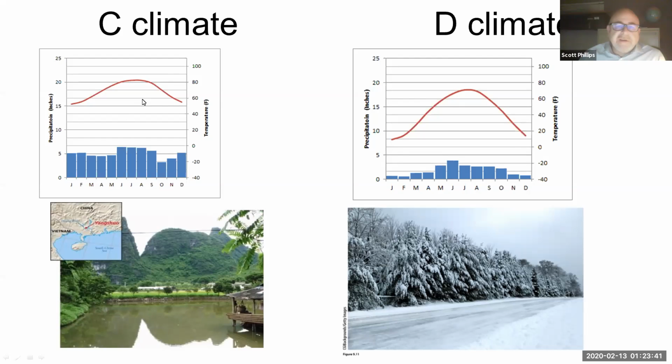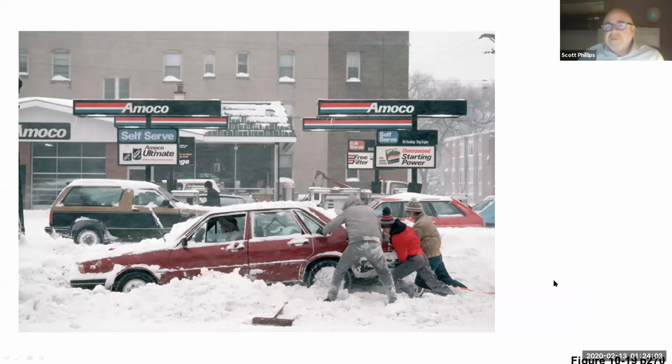The difference between a D and a C is how cold the winters get. So C climates, if you look at the temperature variation, it's much less than this one, which is a D climate. So D climates are continental climates. They have less ocean influence and much more extremes, especially in the wintertime. So it gets really cold in D climates during the winter.